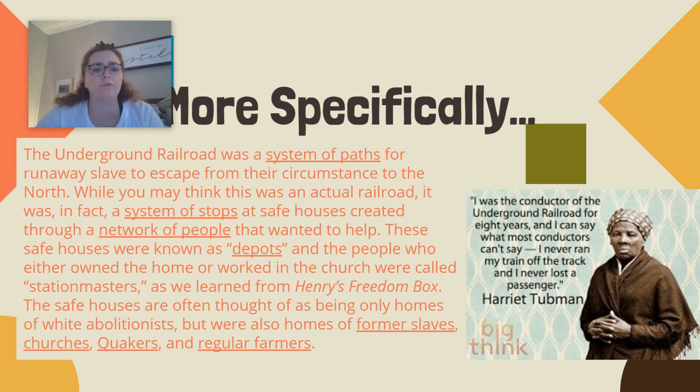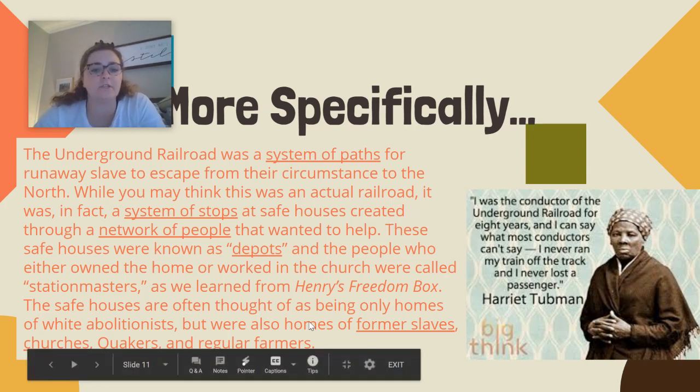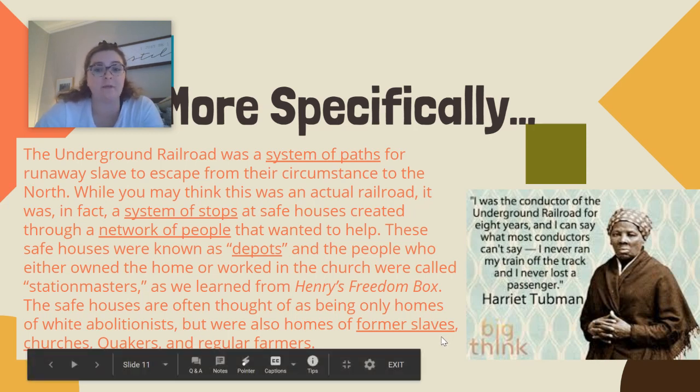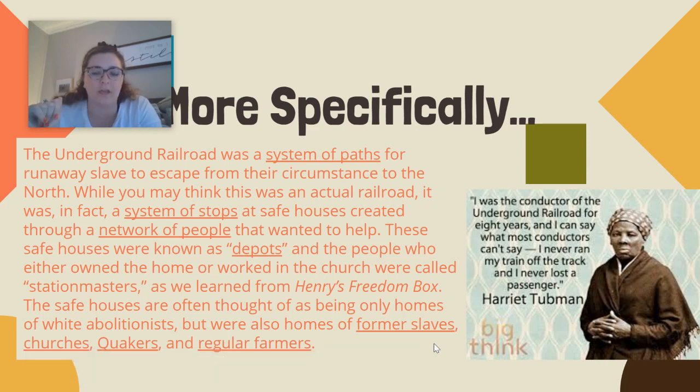And the people either owned the home or worked in a church, and they were called station masters. And we learned from Henry's Freedom Box. Safe houses were often thought of as being only homes of white abolitionists, but they were also homes of former slaves and churches of people from different religions, like the Quaker religion, and sometimes just regular old farmers who would have a spot on the Underground Railroad, or be a station master on the Underground Railroad.